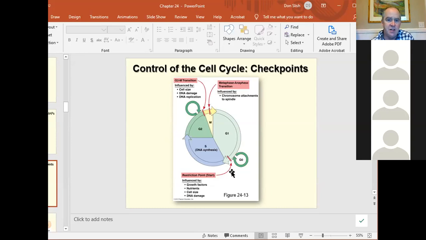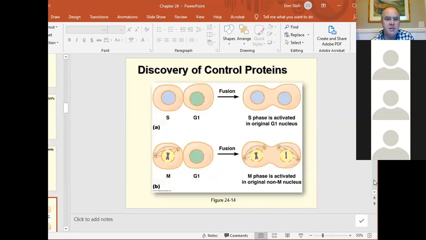In terms of these 2, most of the early work was done on this one rather than this one, just because it was easier to get to. And there's a really nice animation that I put in here, I believe. Where is it? Cycle control. Oh, okay. Discovery of control proteins. So watch that. It talks about what I'm going to talk about in the next couple of slides.